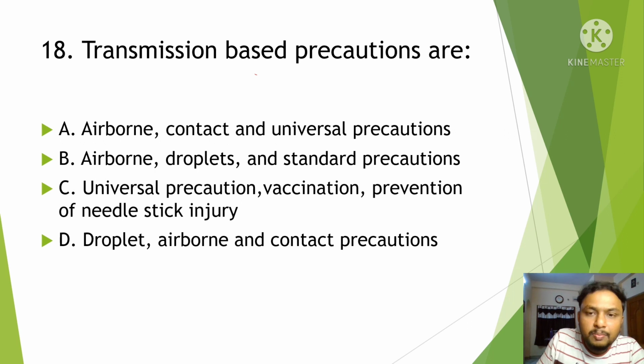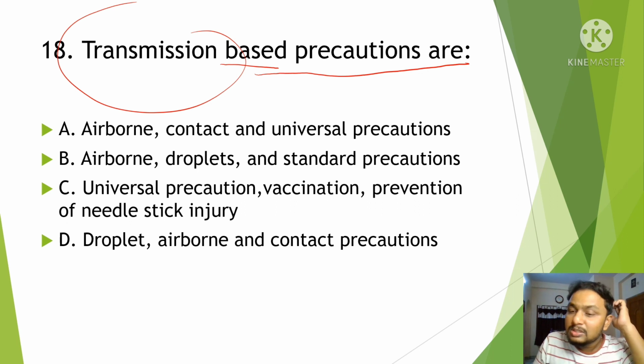Transmission based precautions. What are transmission based precautions? What are the standard precautions? What are the universal precautions? You should know as a nurse or a doctor. Your options: A, airborne, contact, and universal precautions. Option B, airborne, droplet, and standard precautions. Option C, universal precaution, vaccination, prevention of needle stick injury. And option D, droplet, airborne, and contact precautions. Okay, these are the options.